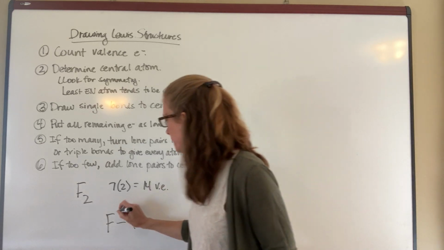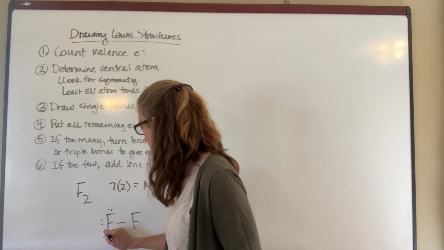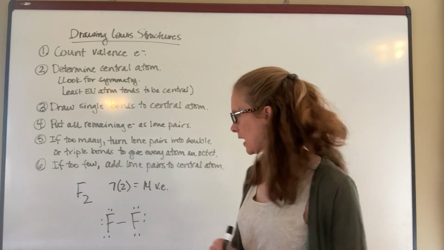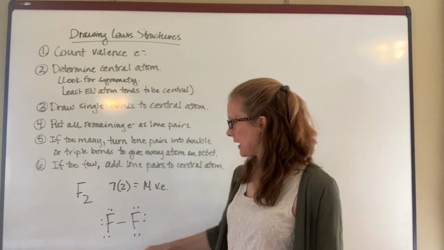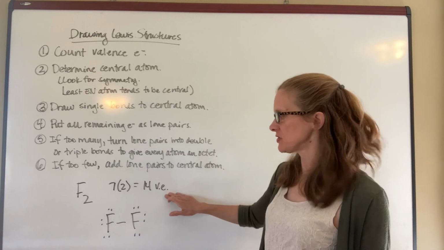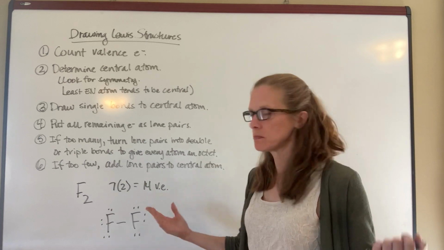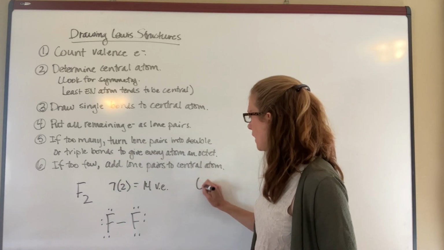So I have 2, 4, 6, 8, 10, 12, 14. Okay? That worked out well because I have a single bond and I used up all the electrons that I had, and everybody's got an octet, everybody's happy. Okay? So fluorine's pretty simple. All right? Let's look at oxygen.